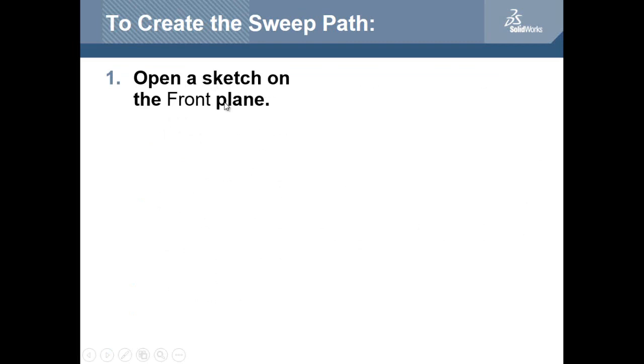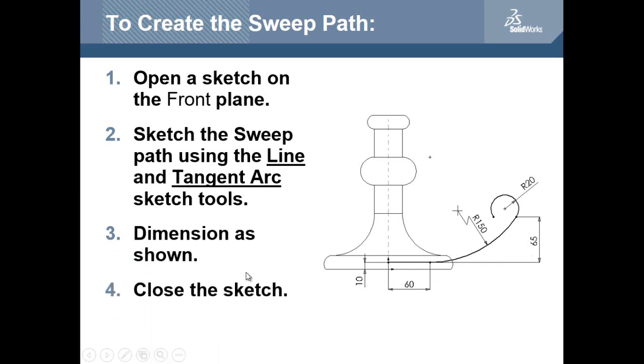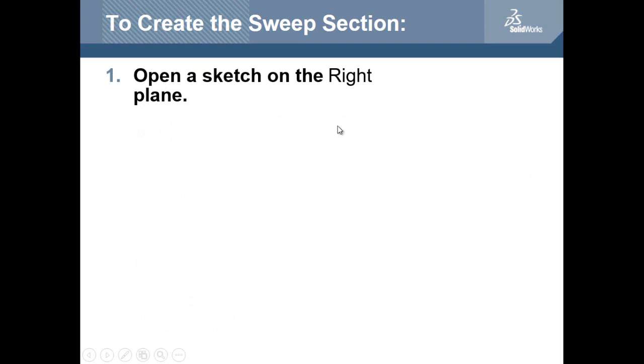Open a sketch on the front plane. Sketch the sweep path using the line and the tangent arc sketch tool. So we have the front plane, and then you draw this. This is a line, and then these are curves or arcs. Dimensions as shown. Close the sketch. Very important, you close the sketch.